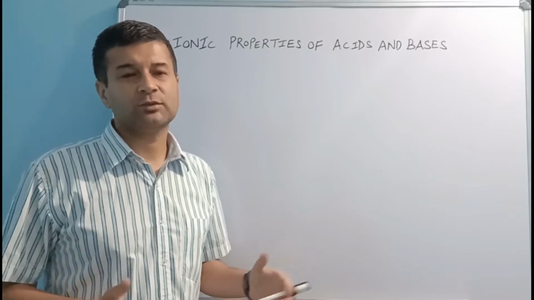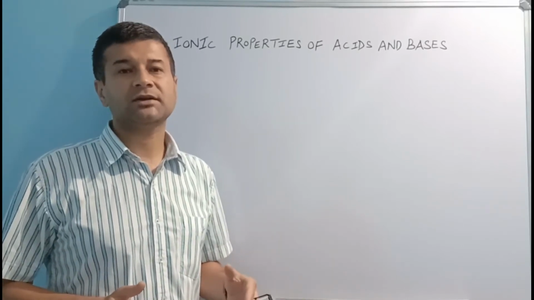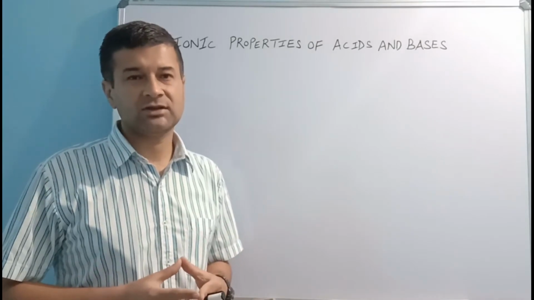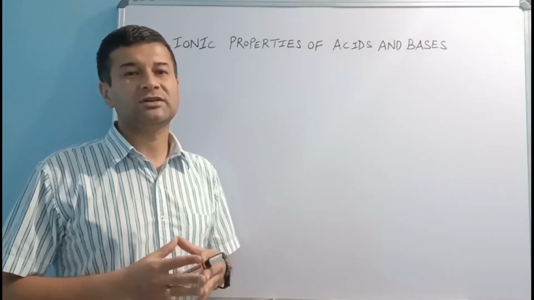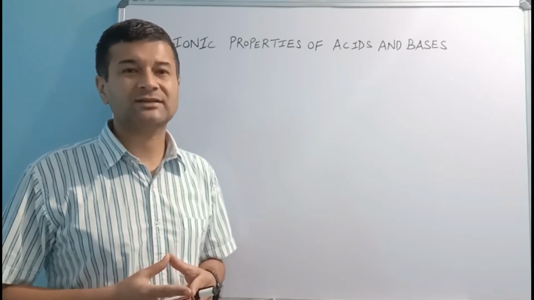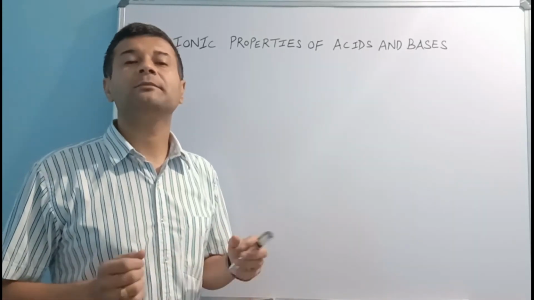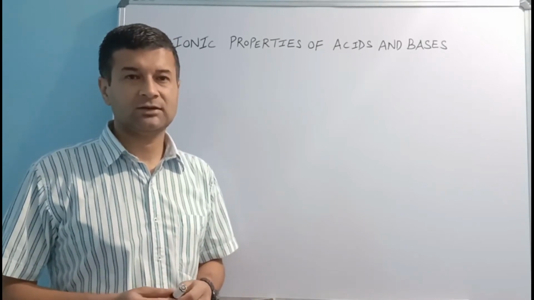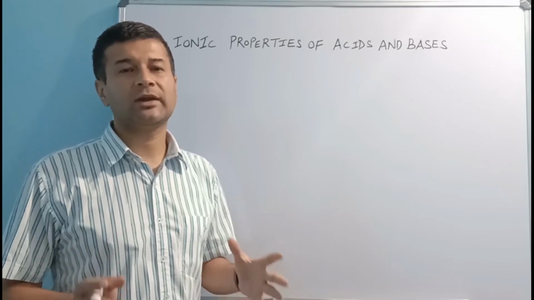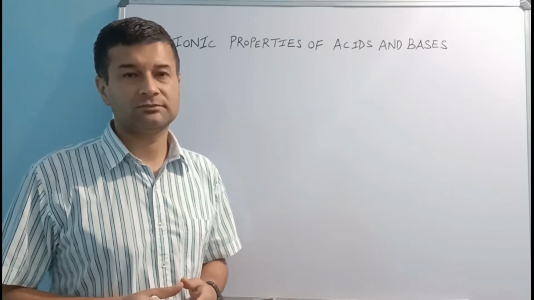Acids and bases, when dissolved in water, conduct electricity. But not all bases conduct electricity, because they do not dissolve in water. Bases which dissolve in water are known as alkali. Acids and bases are electrolytes. An electrolyte is a substance which conducts electricity when dissolved in water.